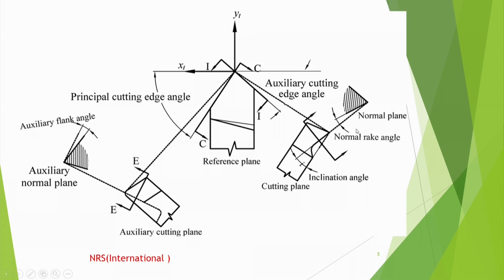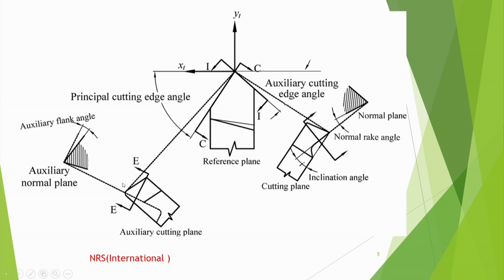So the difference is that in the ASA system, the rake surface is specified by two types of angles. One is along the feed direction, how it is sloping, the other is the radial direction, how it is sloping. So you have got top rake and back rake. But in the orthogonal rake system, you are showing its slope in the orthogonal plane. In the normal rake angle, you are showing its slope in the normal plane. That normal plane is basically perpendicular to the cutting edge.